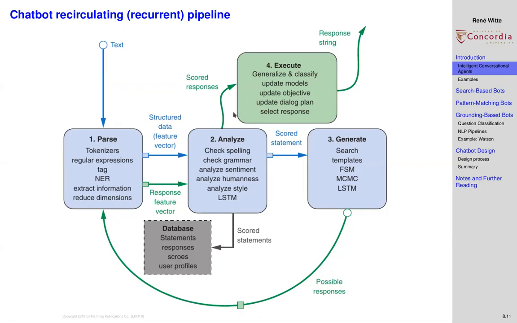Then depending on the score that you give for the different answer candidates with the input, you would decide to execute and select one of them. Then update all the internal state. If you have a task-based bot, it might have to do something like setting an alarm, and it has to make sure that it remembers what it did, and it can generate the response for the user.